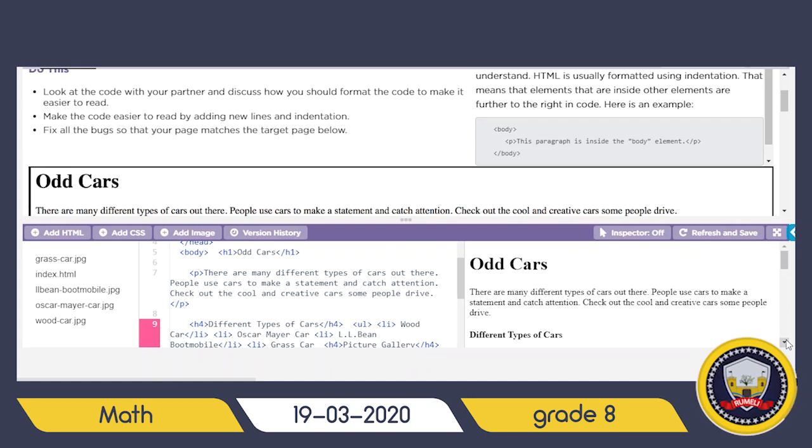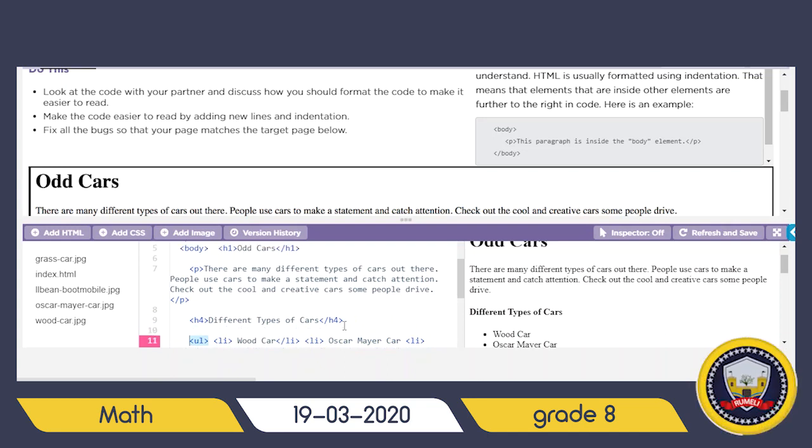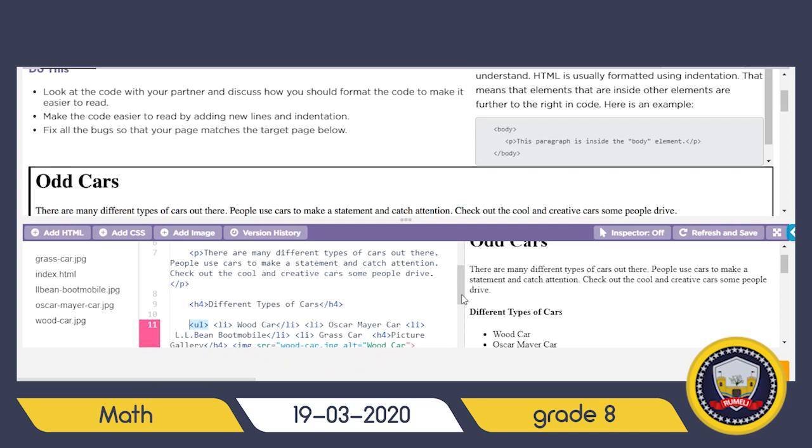The next is what? This heading, different types of cars. Okay, where is it? Okay, H4, different types of cars. That's good. So you come over here and click enter. Alright, when you click enter, okay, you separate from the surrounding text. You have the UL, the unordered list. And unordered list means what? Arrangement using bullets.